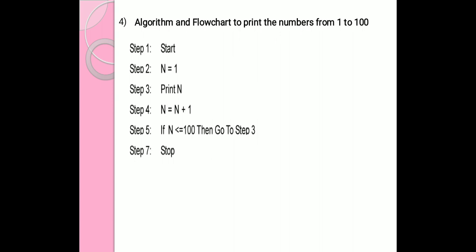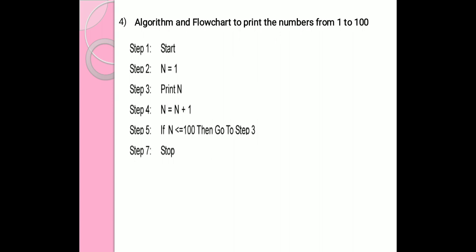Then check. Now the value of n is 2. Is 2 less than or equal to 100? If it is true, go to step 3. So here in the algorithm, a condition is checked at step 5. If the condition is found true, the flow of control is transferred back to step 3. So steps 3, 4 and 5 are executed repeatedly as long as the condition is true. We say that a loop is formed here.